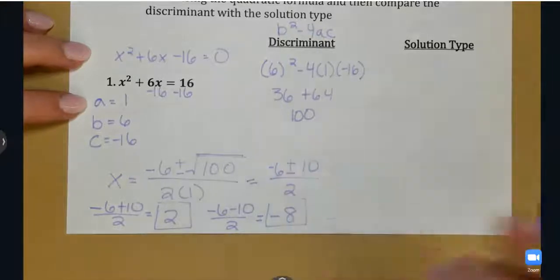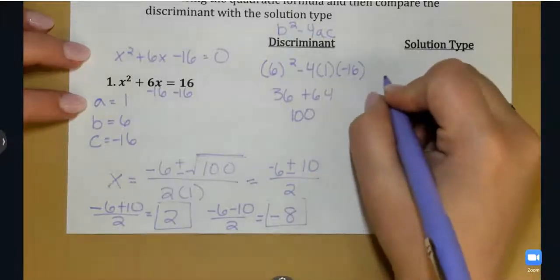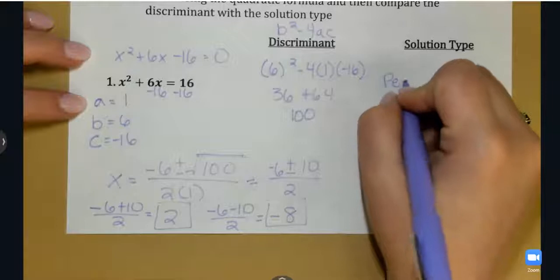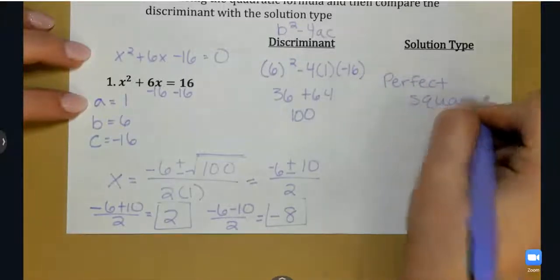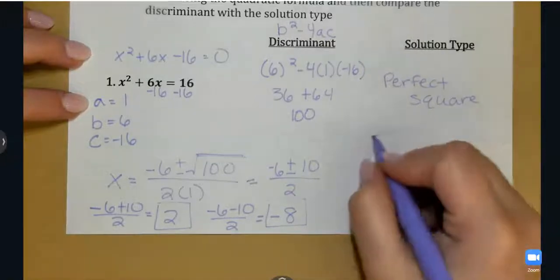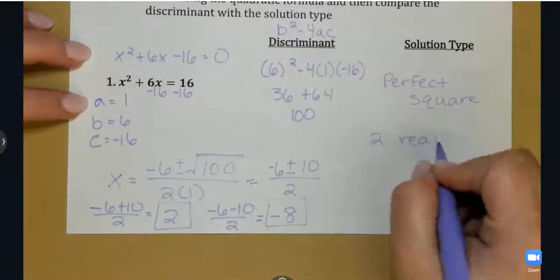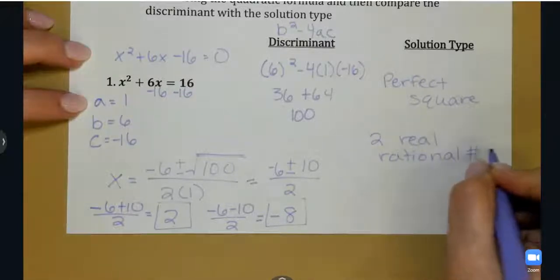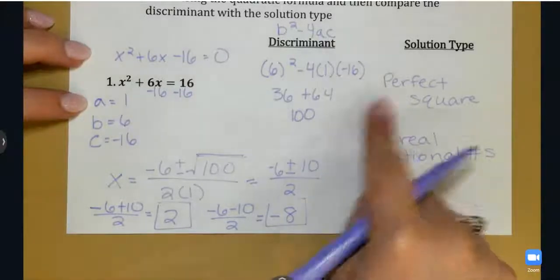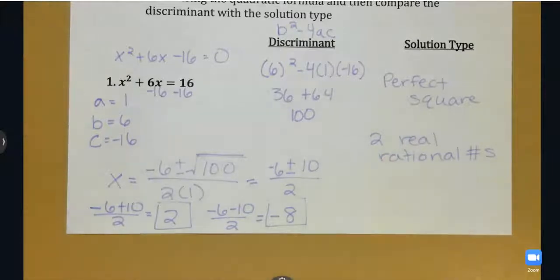Now, our discriminant was a perfect square. And our solution was 2 real rational numbers. So anytime that you have a discriminant that is a perfect square, you can expect to have 2 real rational numbers as your solution. So let's see what other kind of solutions we get with different discriminants.